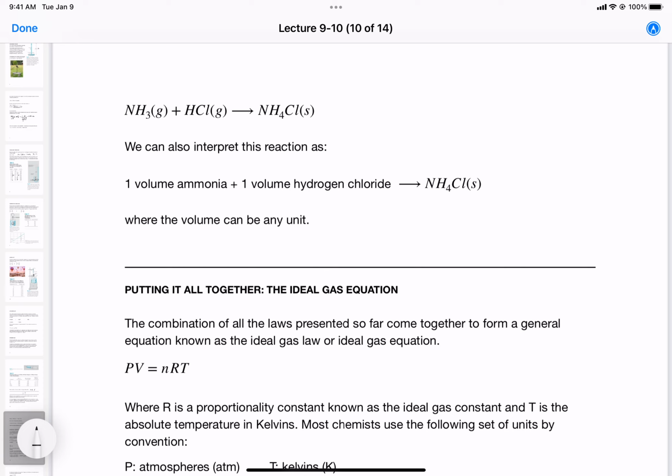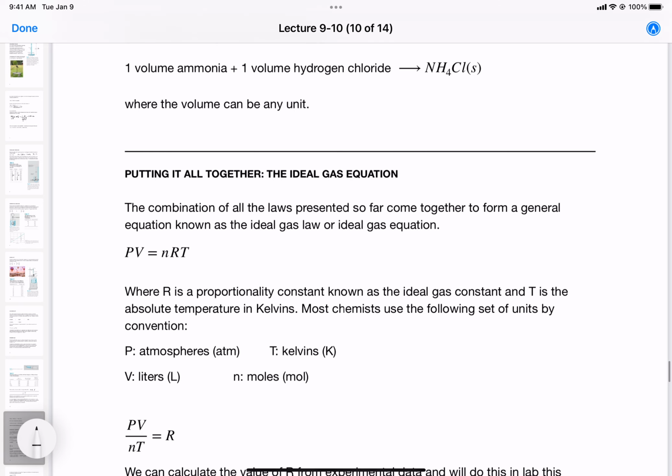Okay, so now let's talk about the ideal gas equation. If we combine all these gas laws we talked about, it comes together in one all-including equation called the ideal gas law, which is right here: PV equals nRT. So we've known about pressure and volume, n is for moles, R is the gas proportionality constant, known as the ideal gas constant, and T is the absolute temperature in Kelvin.